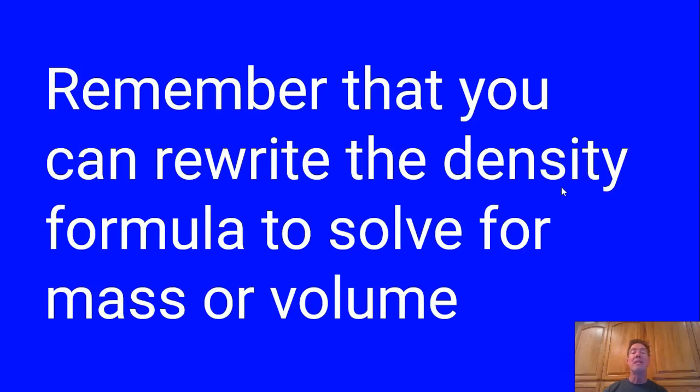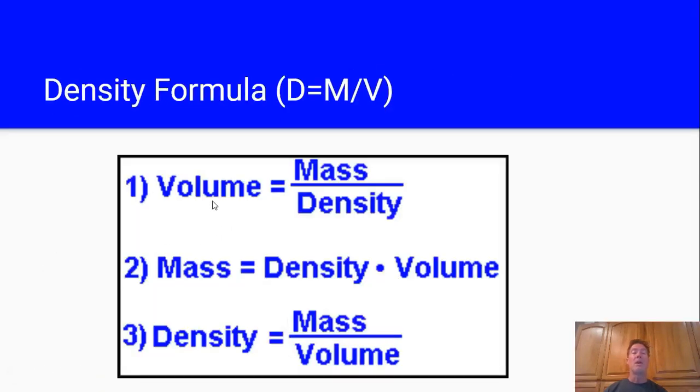Remember, you can rewrite the density formula to solve for mass or volume, whatever you don't know. So if you know density and mass, you can solve for volume. If you know density and volume, you can solve for mass. If you know mass and volume, you can solve for density. So remember, don't just get this locked into your head one single way. Remember that you can rearrange it to solve for whatever you don't know. So you can solve for volume by just rearranging it so it's mass divided by density.